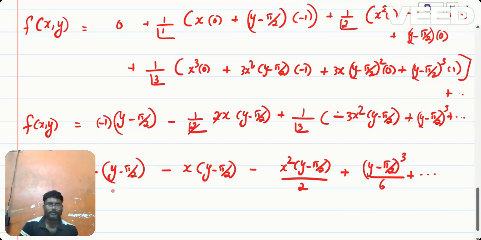This is the Taylor series of e power x cos y about x is equal to 0 and y is equal to pi by 2.